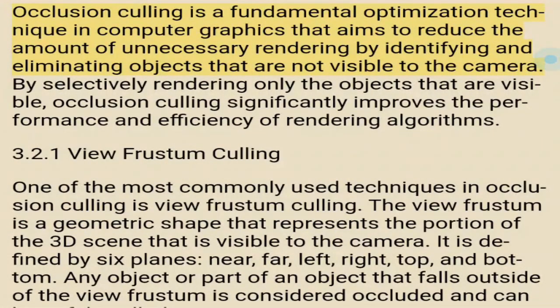3.2 Occlusion culling techniques. Occlusion culling is a fundamental optimization technique in computer graphics that aims to reduce the amount of unnecessary rendering by identifying and eliminating objects that are not visible to the camera. By selectively rendering only the objects that are visible, occlusion culling significantly improves the performance and efficiency of rendering algorithms.